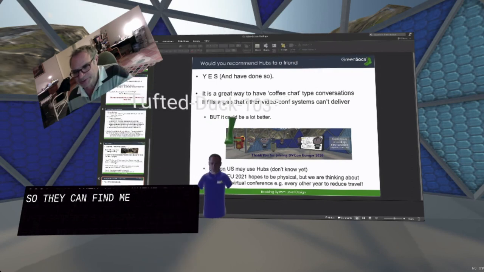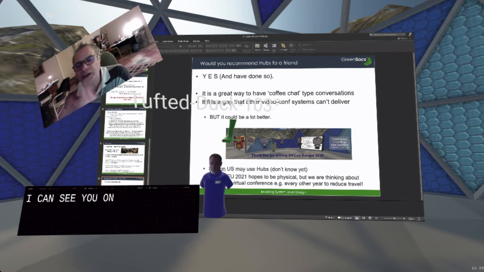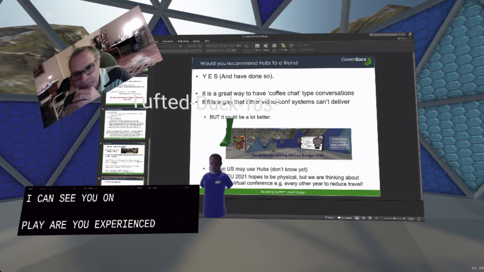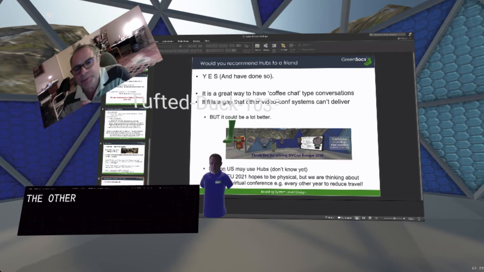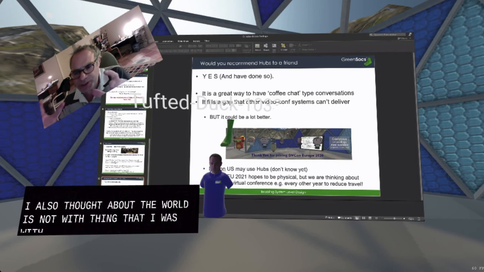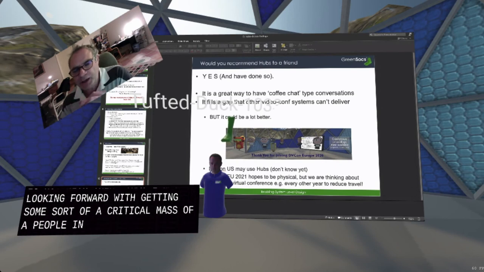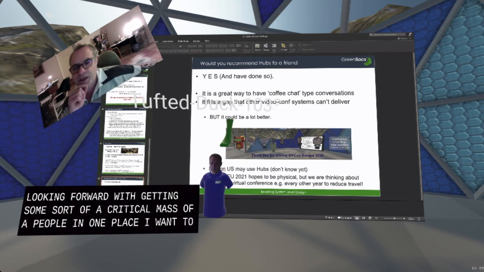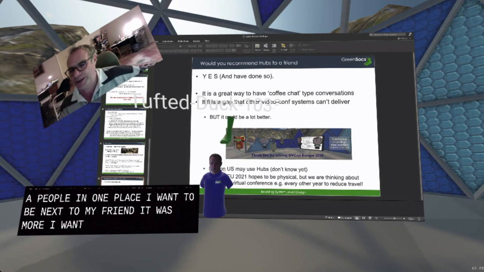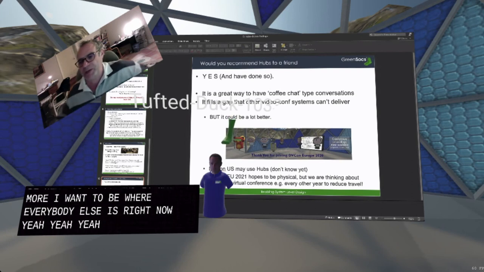I'm trying to get to a place where I can see you all. I thought of something like this and had a similar experience with one of the other companies we looked at. But I also thought about the Marauder's Map. What I was looking for was some sort of critical mass of people in one place. It wasn't so much that I wanted to be next to my friend. It was more, I want to be where everybody else is right now. And I was then thinking that at an event like this we might get to a point where there are too many people in one place and I want to move away.